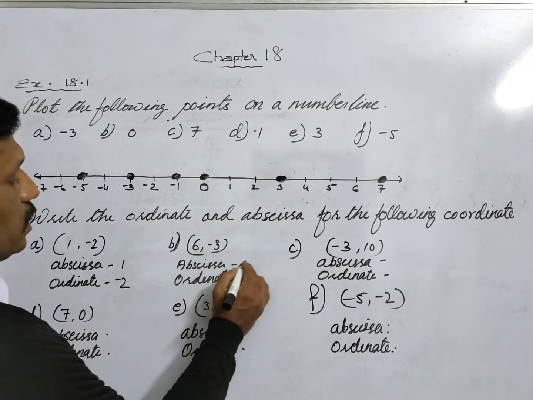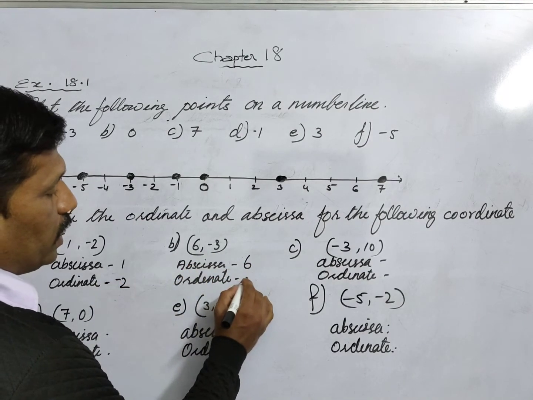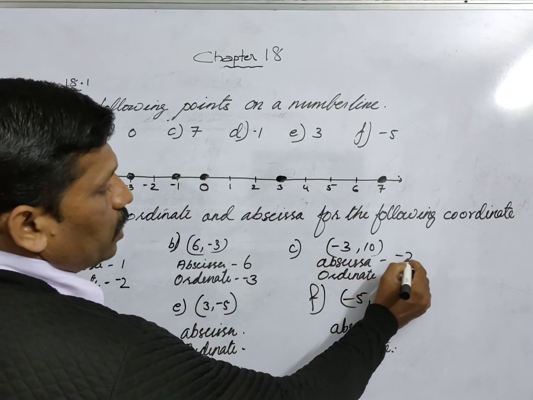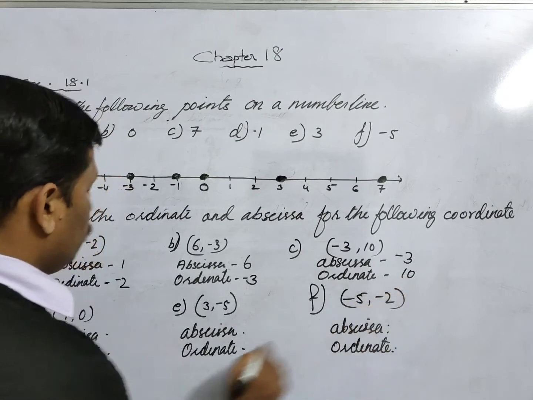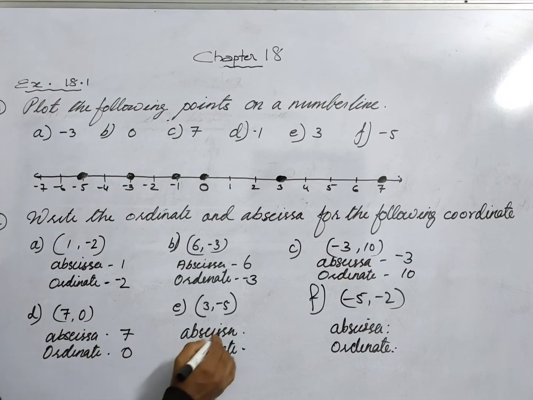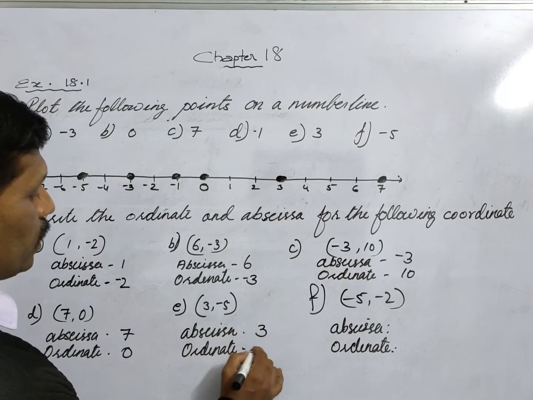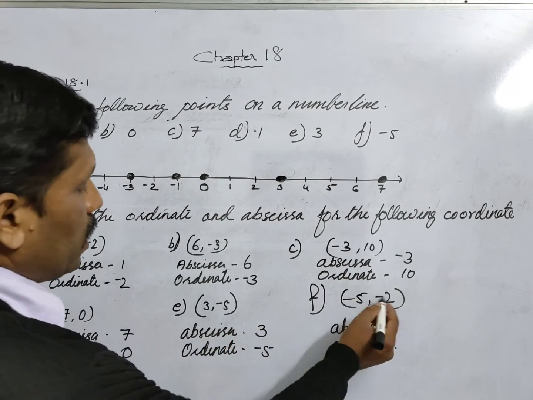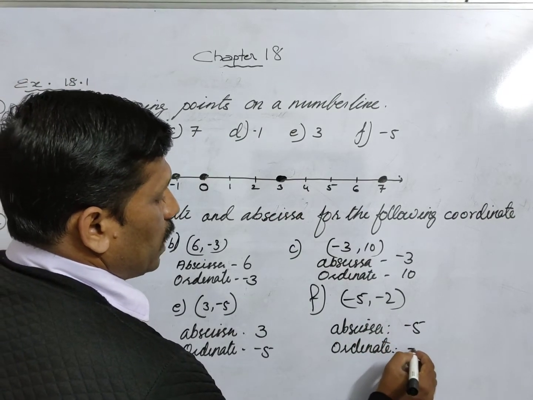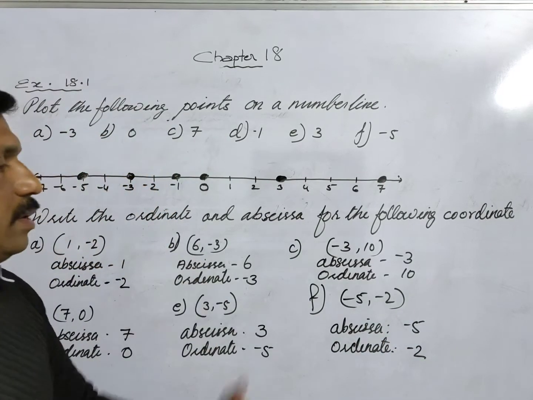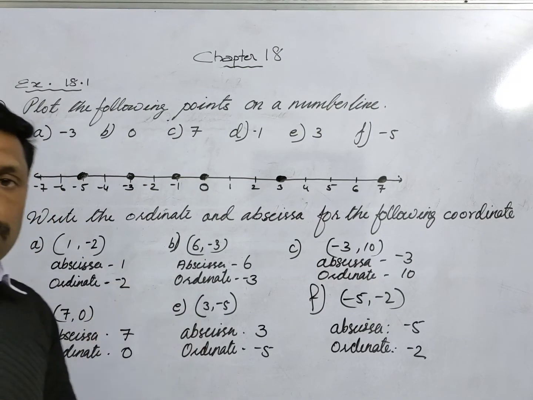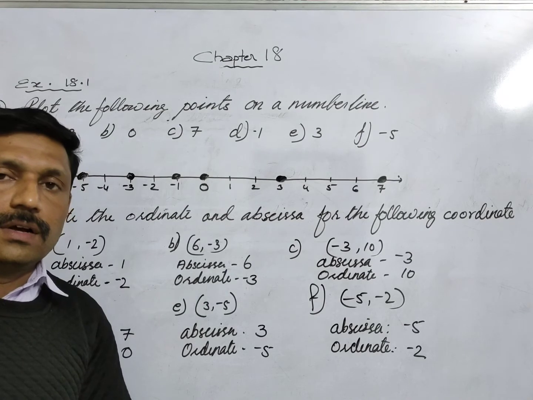And here abscissa is 6, and ordinate is -3. And here abscissa is -3 and ordinate is 10. And here abscissa is 7 and ordinate is 0. And here abscissa is 3 and ordinate is -5. And here abscissa is -5 and ordinate is -2. So in this way we can find the abscissa and ordinate in a coordinate pair.